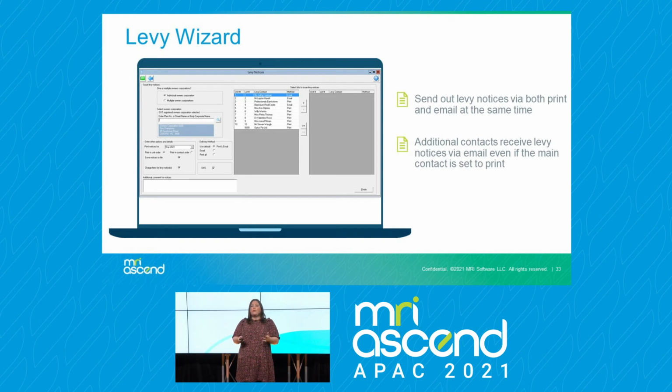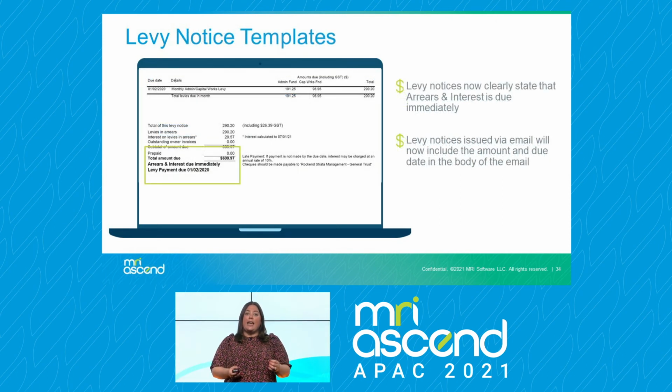We've also made some improvements to the way in which levy notices display when the payment is due. So when you're issuing a levy notice for a lot that has arrears and interest outstanding, the levy notice will now display when the levy payment is due and also clearly state that any arrears and interest is due immediately. No longer will your owners get confused about what is due and when.